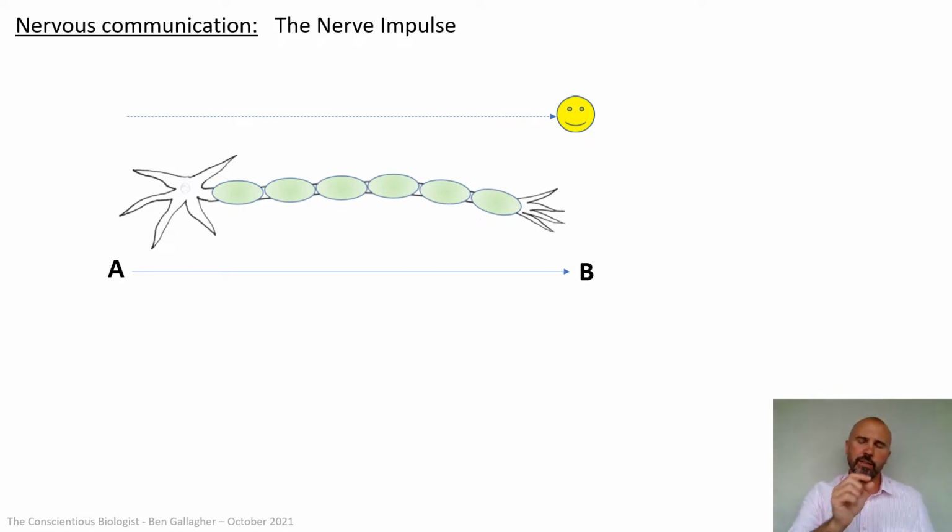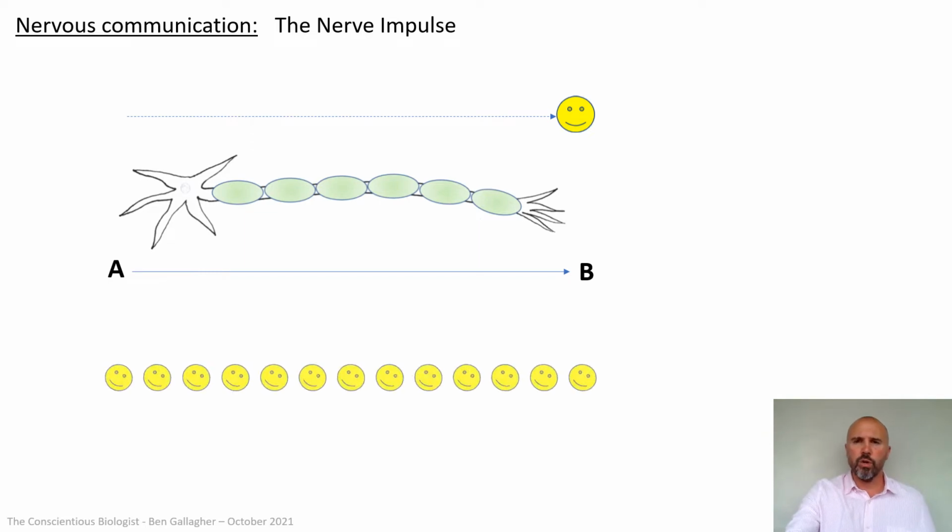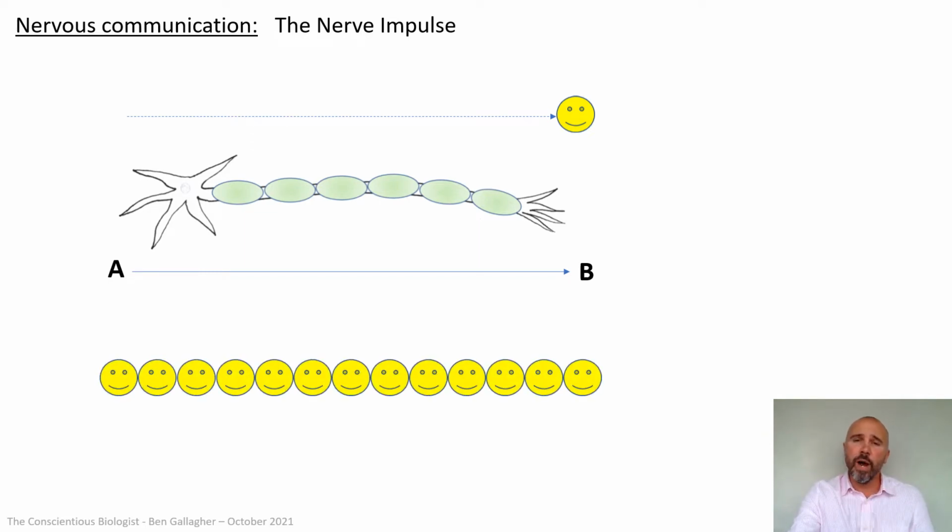But instead of anything moving down a neuron, what you actually have is a wave of excitation. It works more like this, like a Mexican wave if you've ever done that in a football stadium or anything. So those yellow faces next to me here, none of them moved along from A to B. They just went up and down. They got excited and then went back to their original state, if you like. It was that wave that traveled along. That's how a nerve impulse works, by this wave of excitation.